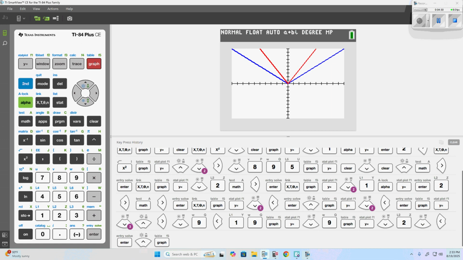So our blue graph here is the parent function, y equals the absolute value of x, or f of x equals the absolute value of x. And the one in red is our vertical stretch. We're increasing the values of y by this factor of 2. And when we stretch it vertically, it's going to increase faster. The values of y are going to increase or get bigger quicker.